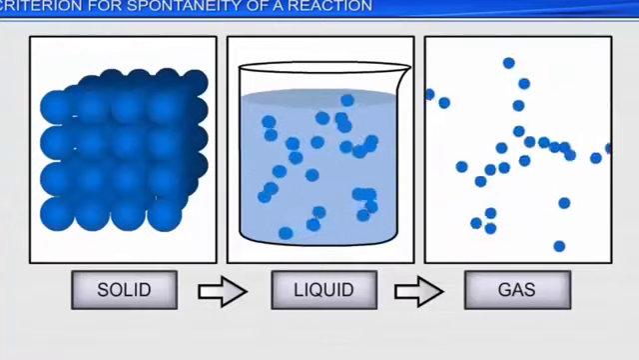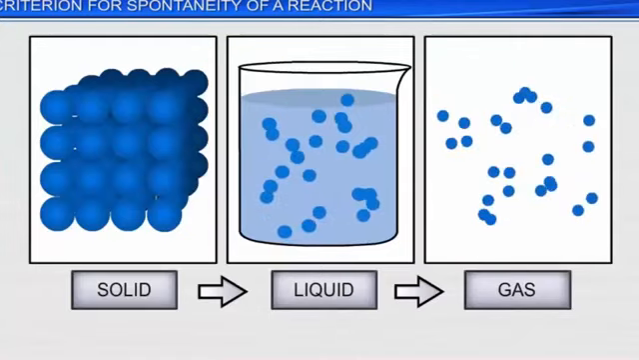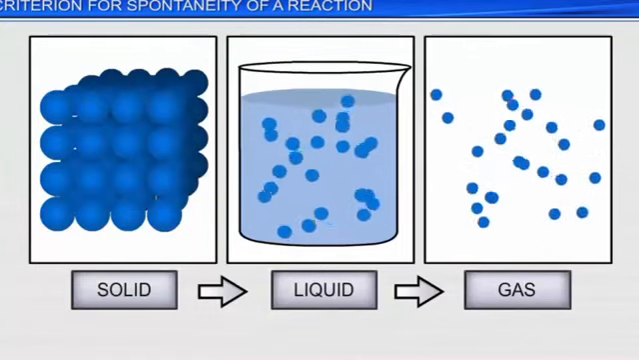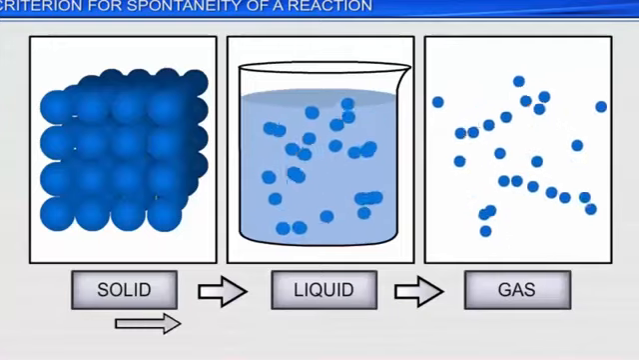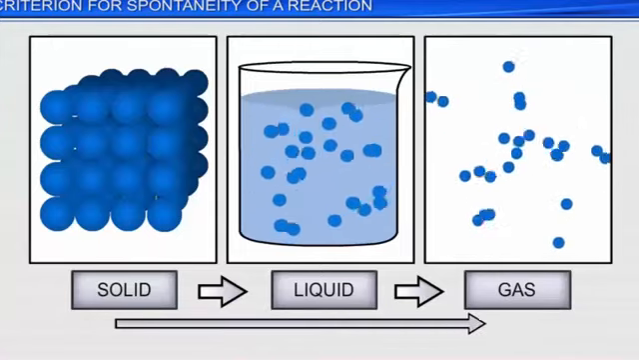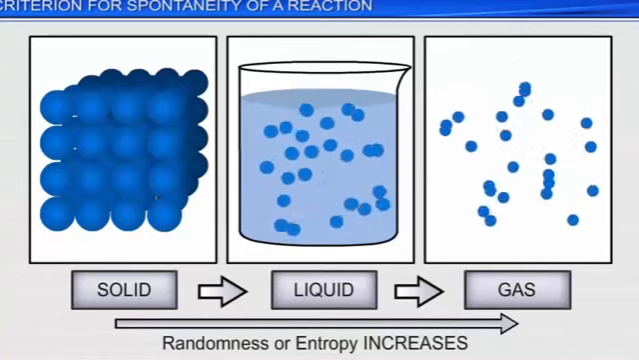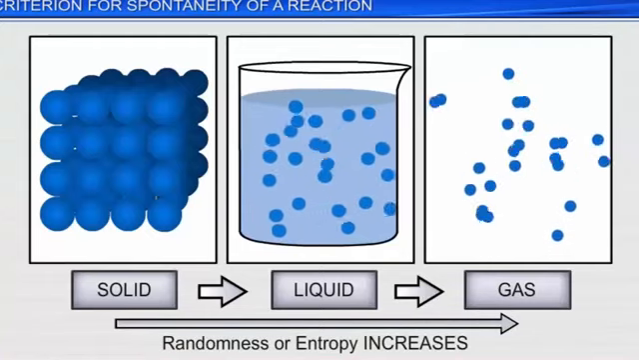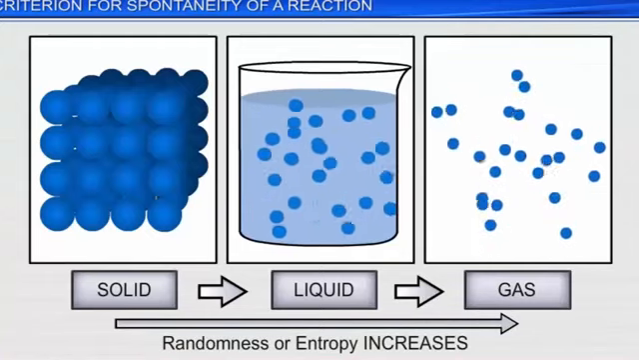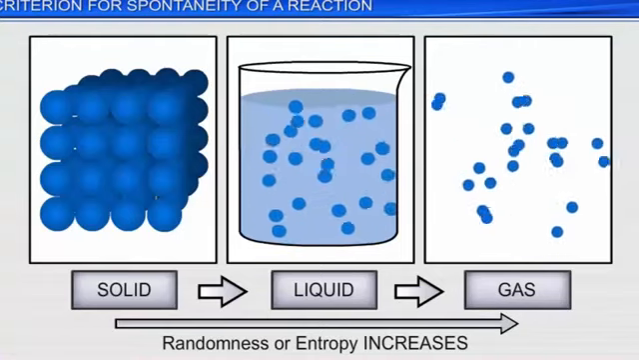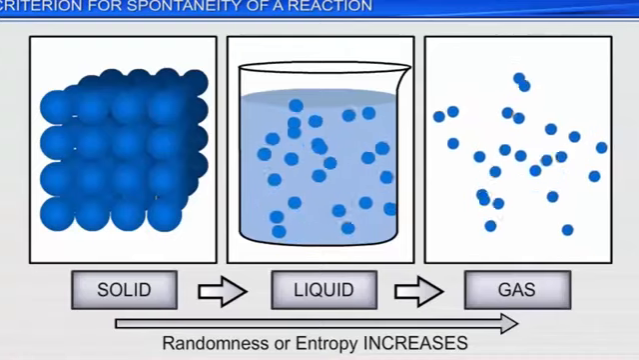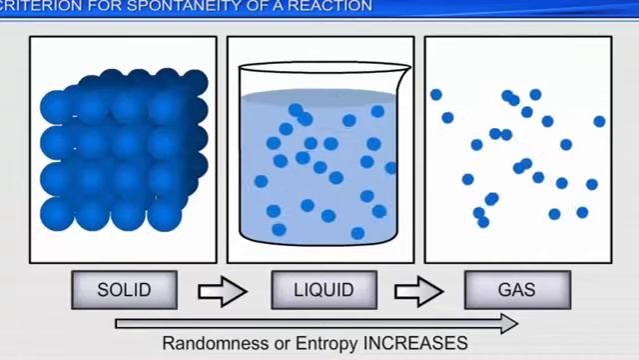For a given substance, the solid state will have the lowest entropy, while the gaseous state will have the highest entropy. The entropy of the liquid state will be in between the entropy values of the solid and gaseous states. This is because of the way the molecules are structured in each state.